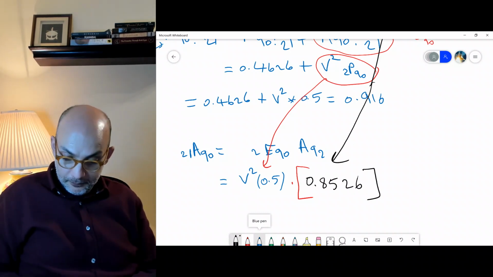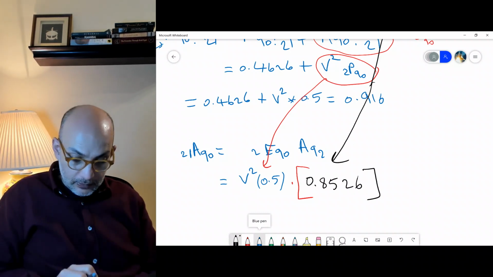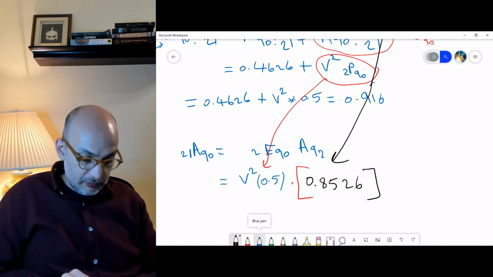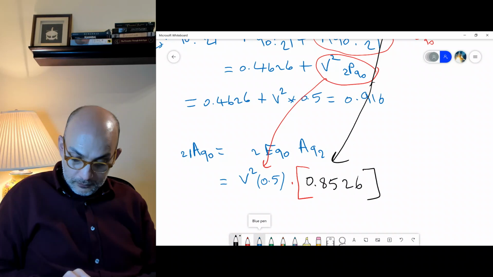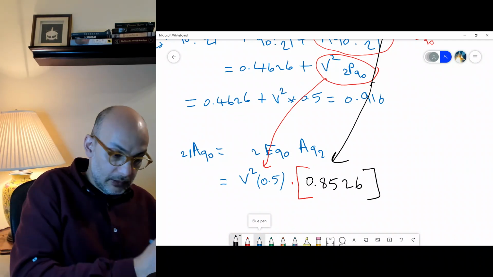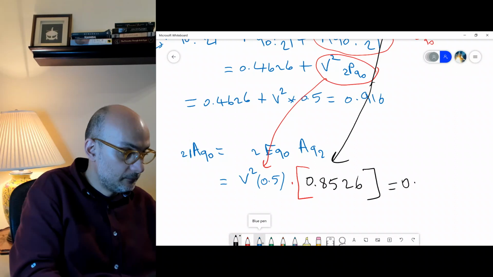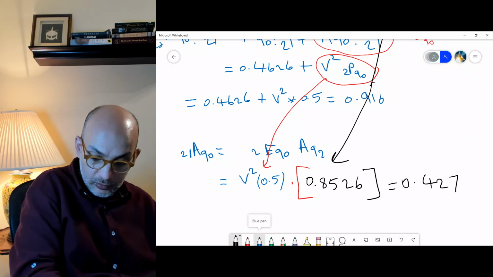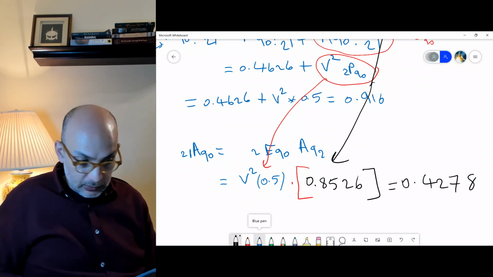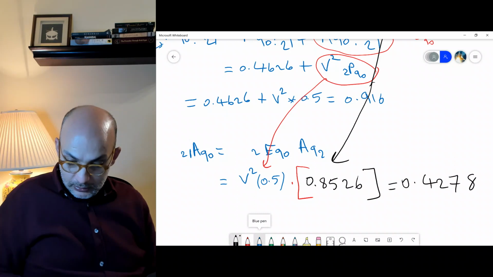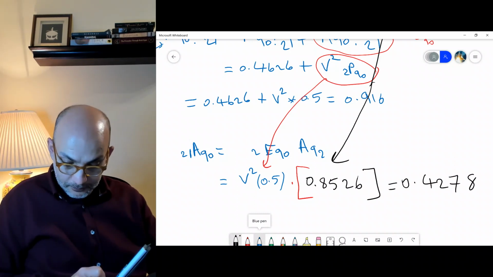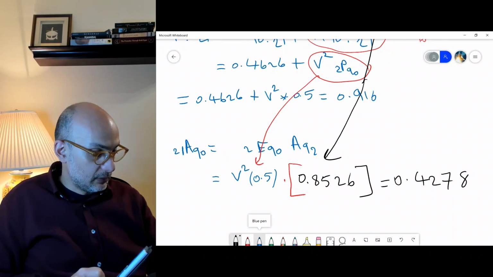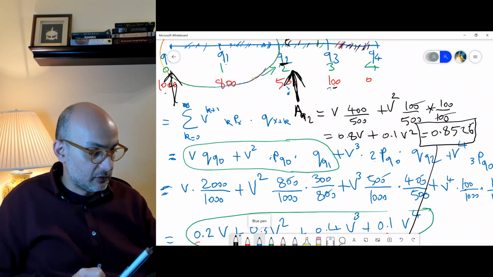Multiplied by 0.5, enter, multiplied by 0.5 raised to... I got 0.4278. I'm reading from my note just to double check what I did. It should be okay, but can I double check this one? I don't want to give you a mistake here.